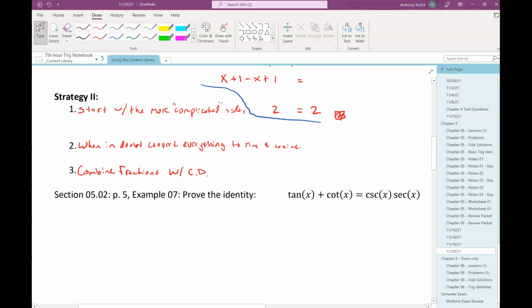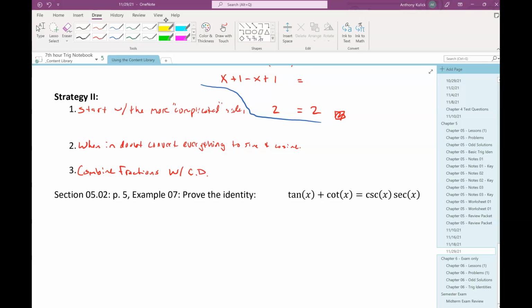So let's look at this next example. Our identity is tangent plus cotangent equals cosecant times secant. So which side would we want to start working on? Which one is the more complicated side? How many terms do we have on the left-hand side? 2, right? How many terms do I have on the right-hand side? 1. So the left-hand side would be the one I'd want to start with.